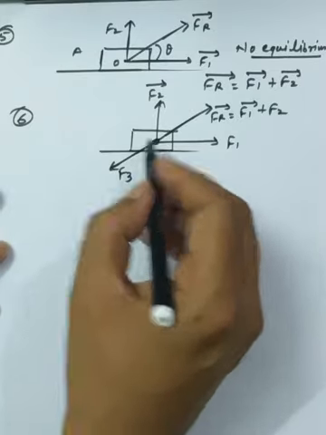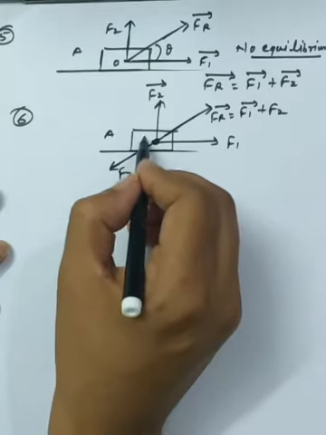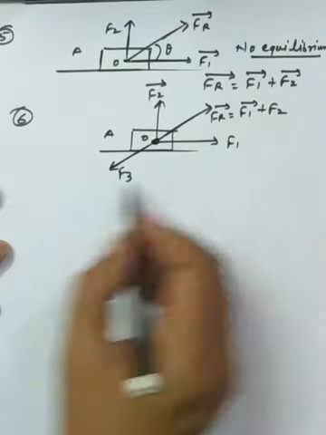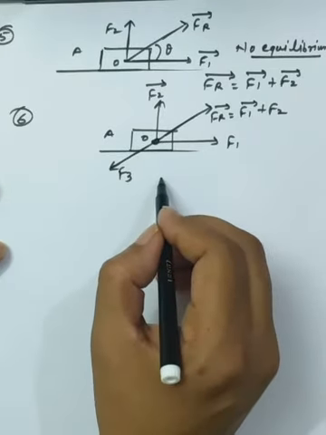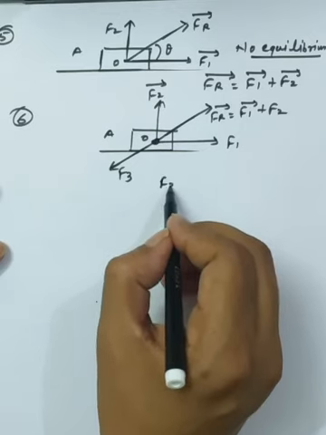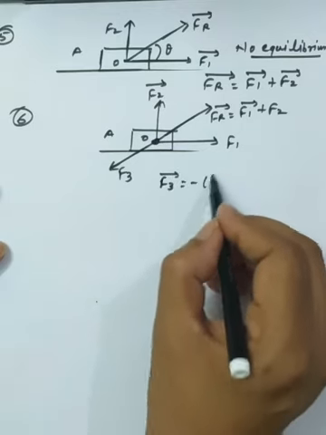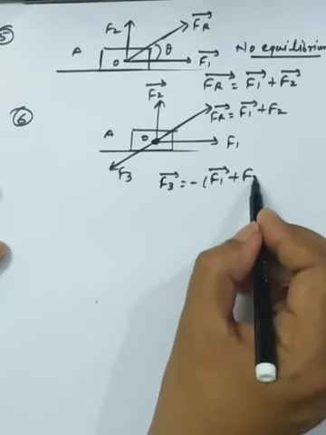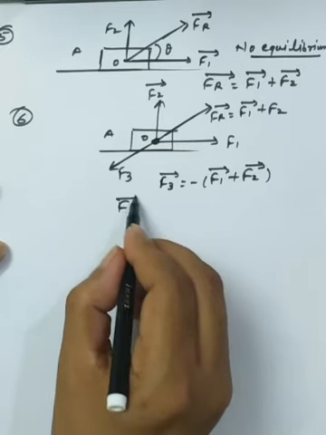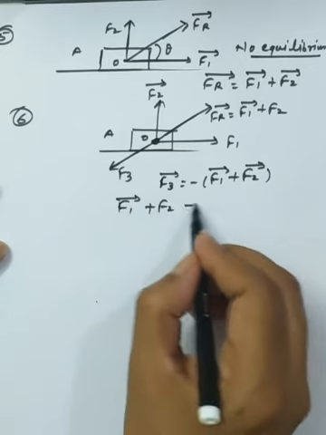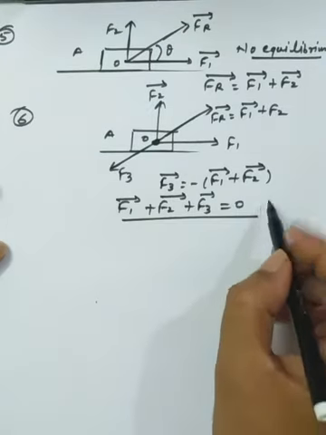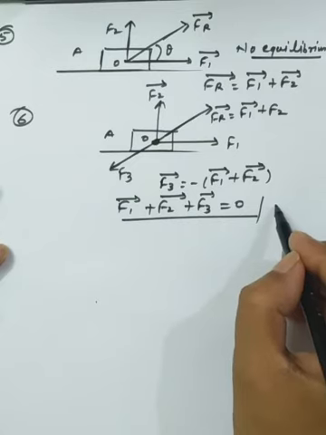Okay, so this object, we are applying multiple forces at a point O, so all the forces will be in equilibrium, because all the forces have a net resultant equal to 0. So I am writing that F3 is equal to minus of F1 plus F2, and I have already taken one example in front of you, so we can easily write that F1 plus F2 plus F3 is equal to 0. So this is the state of equilibrium.